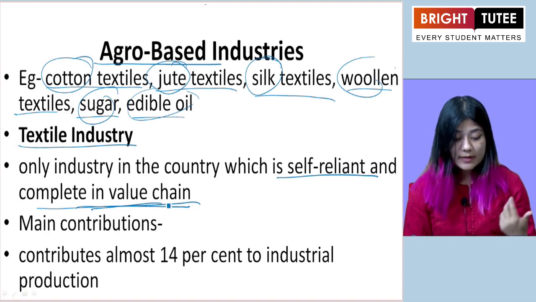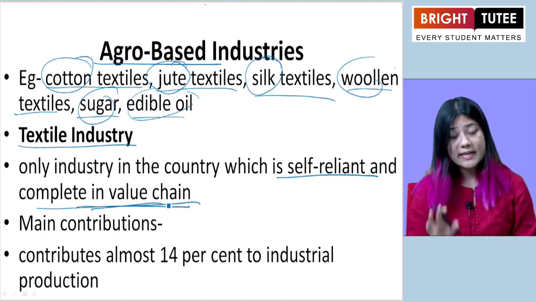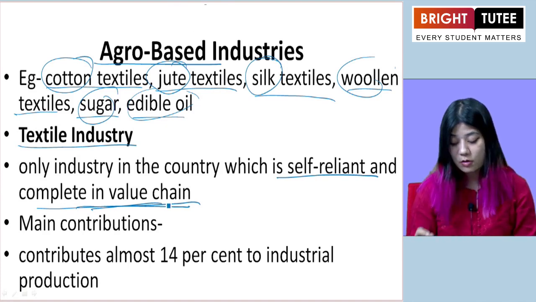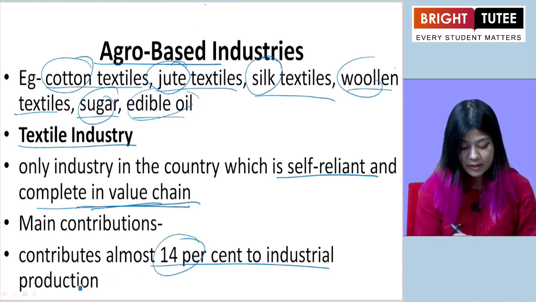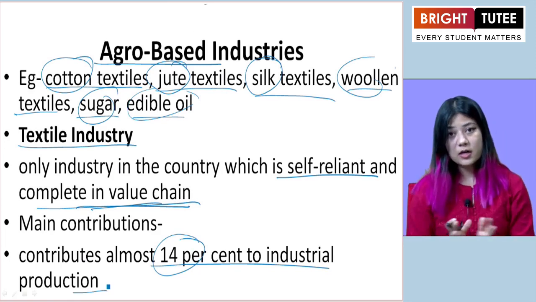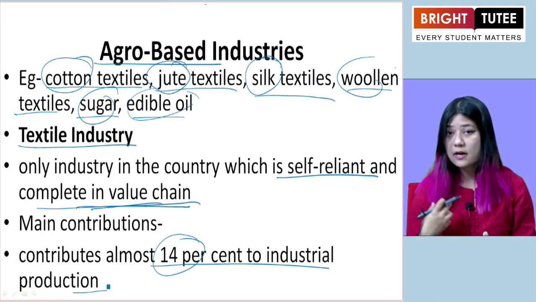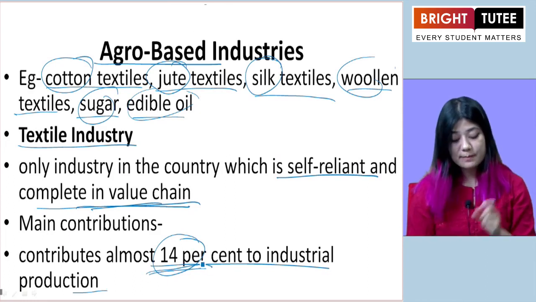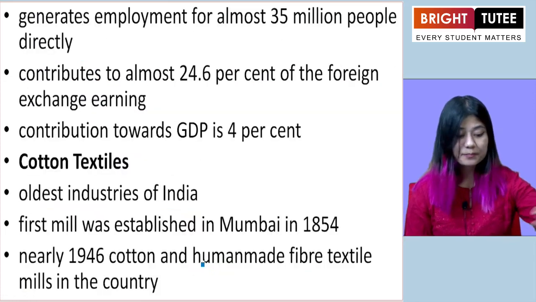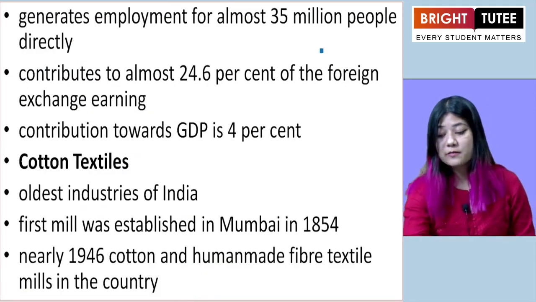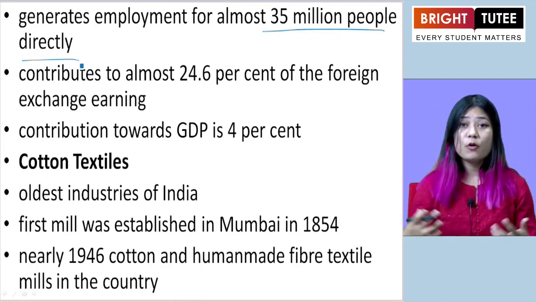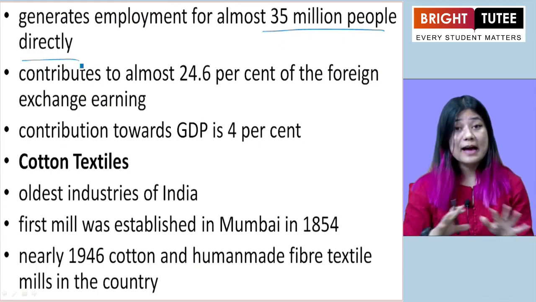Now, let's look at the main contributions of the textile industry in our country. The textile industry contributes almost 14% to industrial production. Of the total industrial production that our country has, 14% is contributed by the textile industry. It generates employment for almost 35 million people directly. It creates employment for that large number of people in our country.